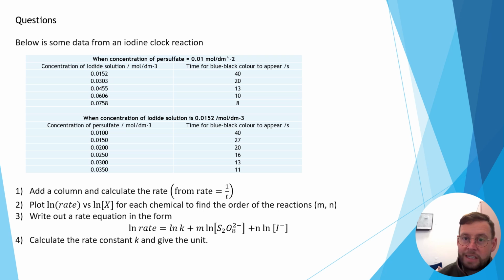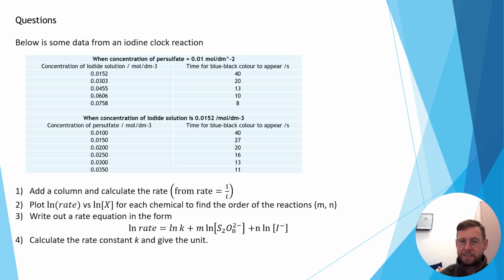So what do we need to do to process this data? Well, the very first thing is you need to calculate the rate. Now you know that the rate can be calculated by just 1 over the time, and you see the time is in that second column. So for the first row, it would be 1 over 40. That would give you the rate of reaction of that first line. So go do that and add the rate of reaction to each row.